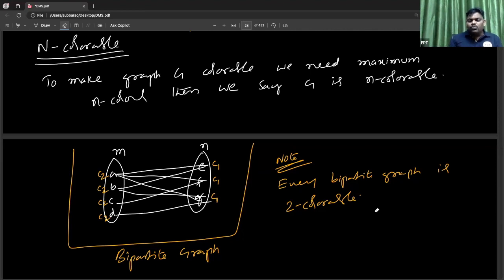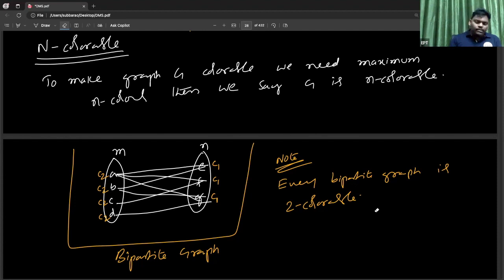Suppose there is at least 1 edge. Bipartite graph, at least 1 edge. How many colors required? At least 1 means M to N edge there. Definitely 2 colors are required. They will say in the problem clearly, so be careful. Every bipartite graph is 2 colorable means more than 2 colors are not required. Less than 2 may be required depending upon the graph.